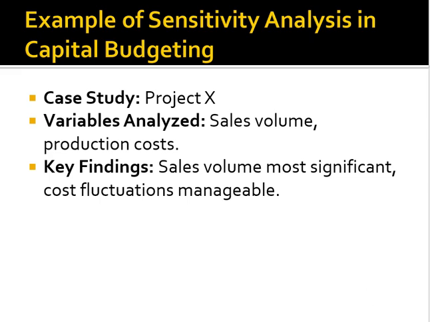So let's look at a case study involving Project X. In this study, we analyzed variables like sales volume and production costs. Our findings indicated that sales volume had the most significant impact on project outcomes, while cost fluctuations were more manageable. So this insight helped in making more informed decisions about the project's feasibility and risk management strategies.